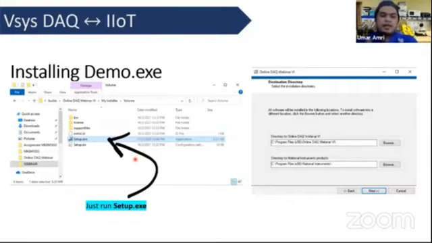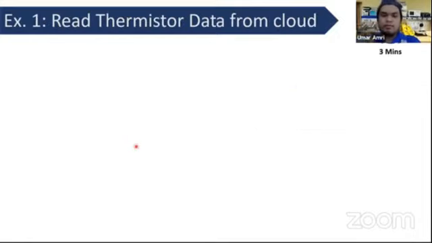Okay, you can see my exercise. If you already installed, it is good, and you can straightforwardly do the exercise. Now we are using the data acquisition as well as the IoT platform called Favoriot. We have two exercises that require your involvement, your participation. The first exercise is to read Thermistor data from cloud.